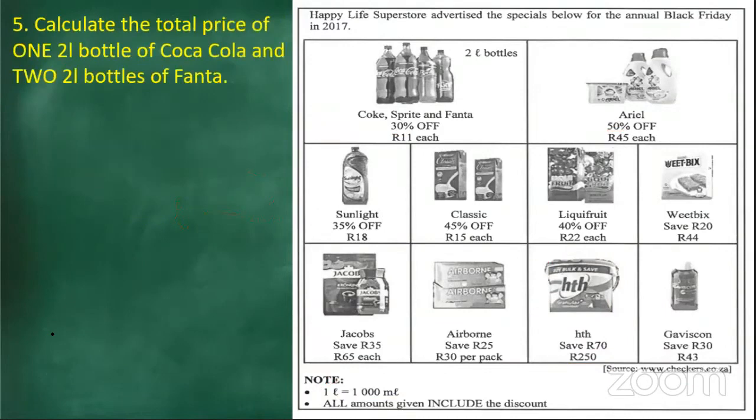Okay, question 5. Calculate the total price of 1 2-liter bottle of Coca-Cola and 2 2-liter bottles of Fanta. Let's go to the 2-liter bottles here. It's either the Coke, the Sprite, or the Fanta. They are going at 30% off, so you'll buy them for 11 rands each, as long as you're buying either Coke, Sprite, or Fanta.